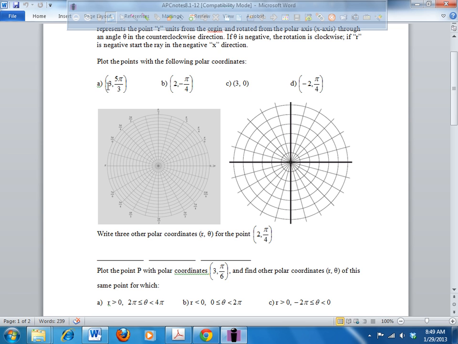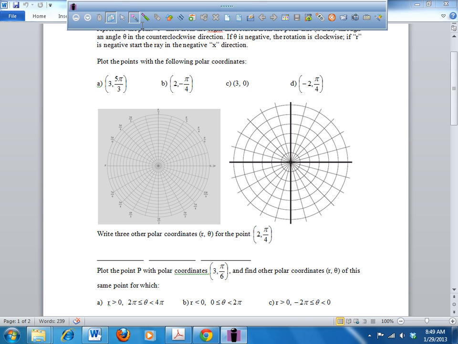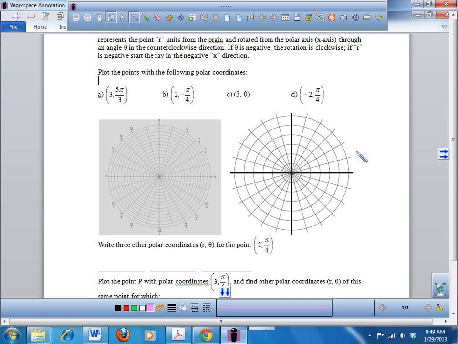And so I'm going to go out. I'm going to use this graph because it's kind of easier to see. Let's call this pi over 2 here, and this would be pi over 4, and this would be pi.